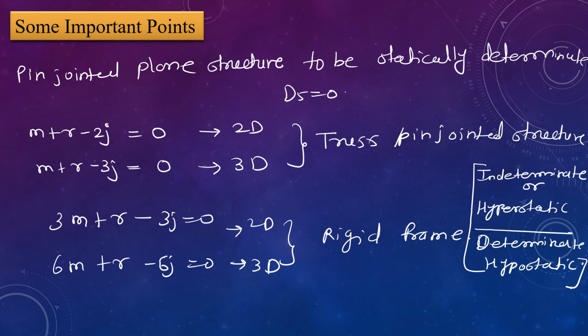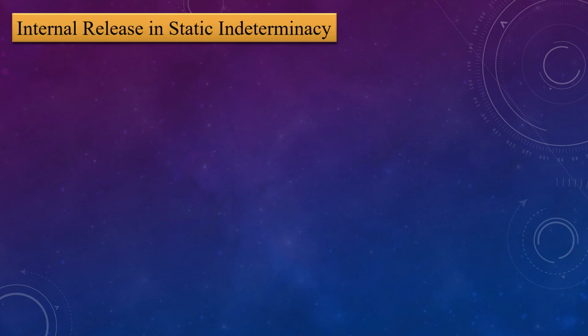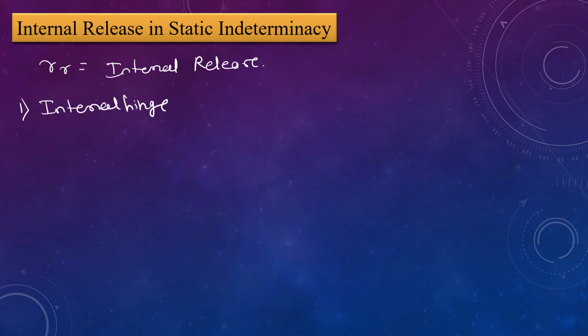The next is internal release in static indeterminacy. Okay, so you all know that RR is the internal release, as we saw in the formula of internal static indeterminacy. So first, for the internal hinge, this is how we represent the internal hinge. This is the beam and this is the internal hinge. Okay, and the RR value for an internal hinge is equal to 1.